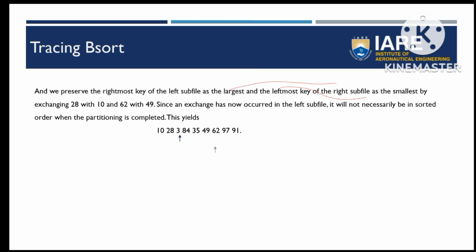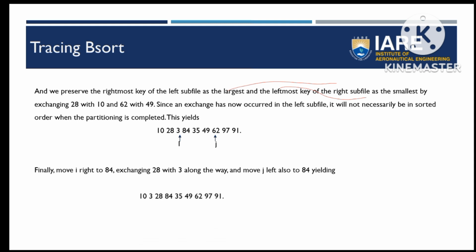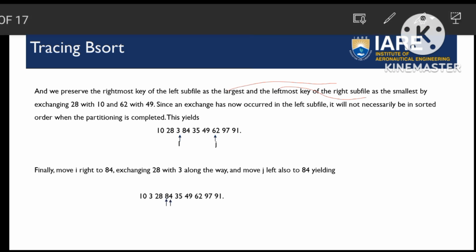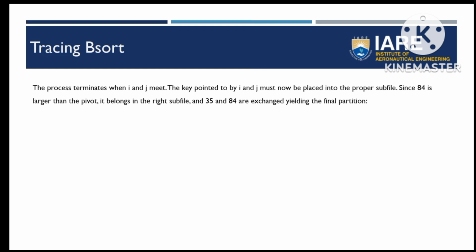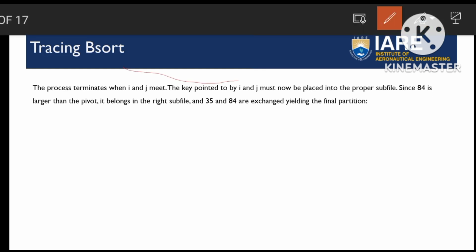Now I moves to 3 and j moves to 62. Finally, move I right to 84, exchange 28 with 3 along the way, and move j left to 84 also. Now I and j point to the same 84, as you can see on my screen. The process terminates when I and j meet.